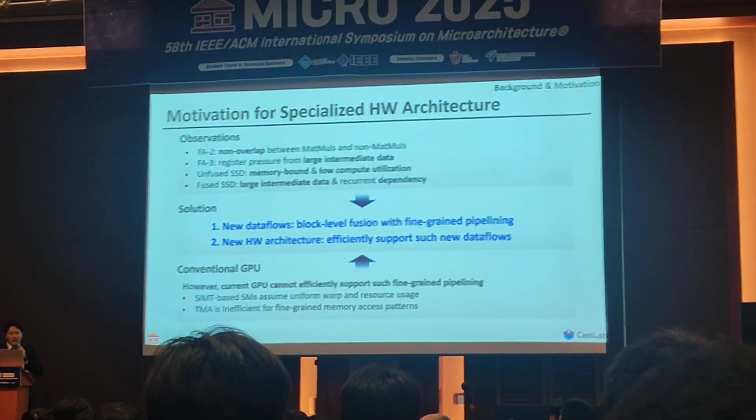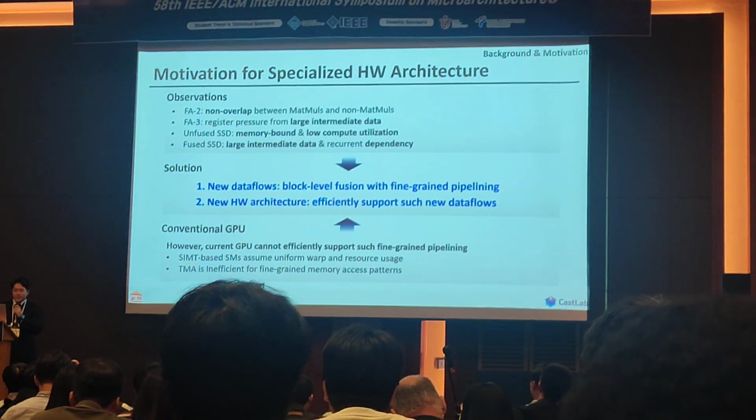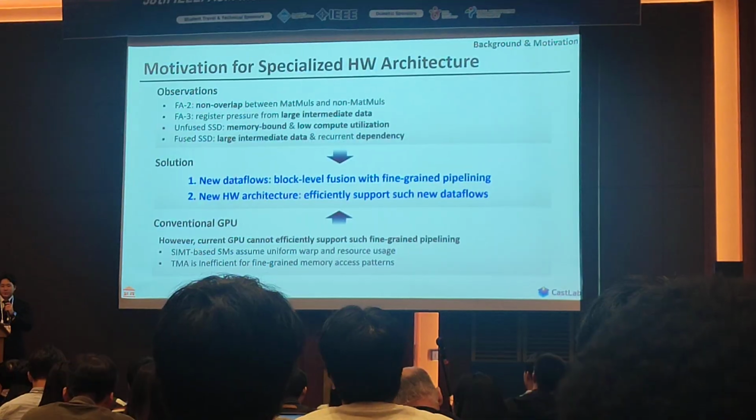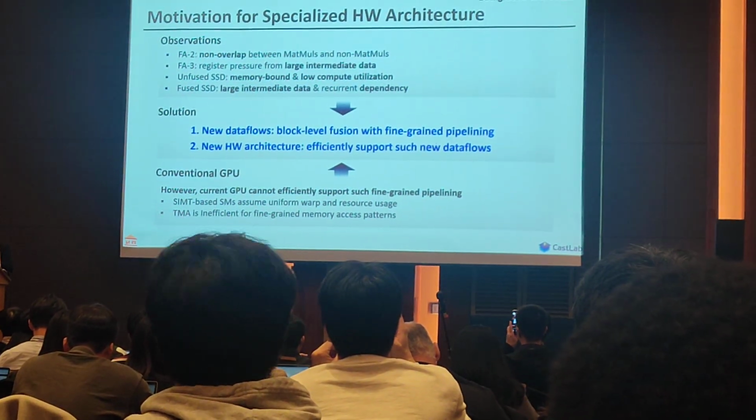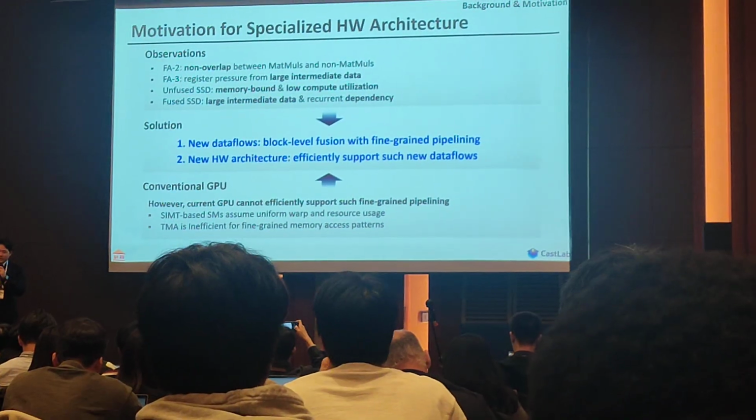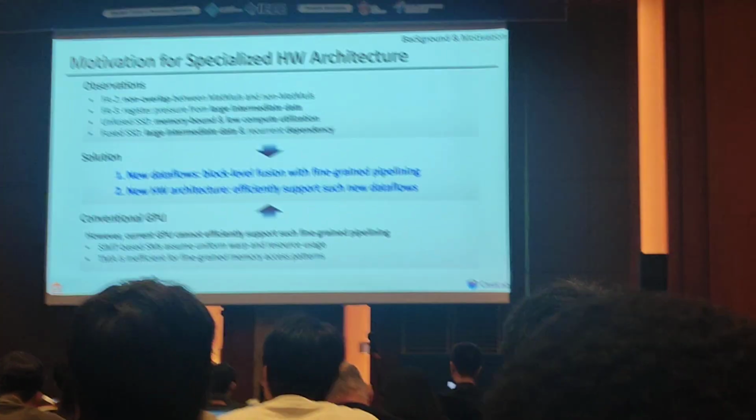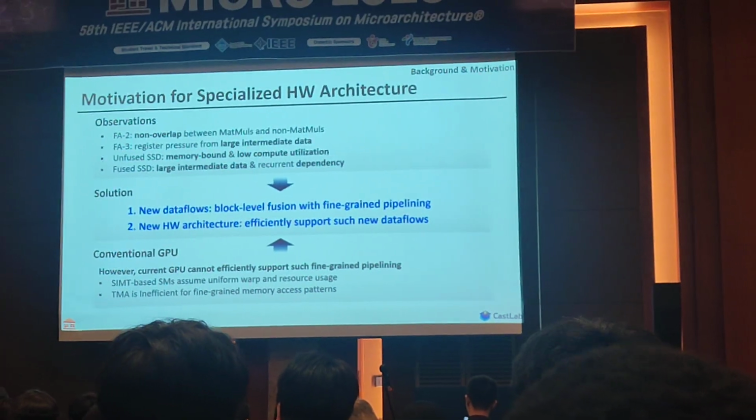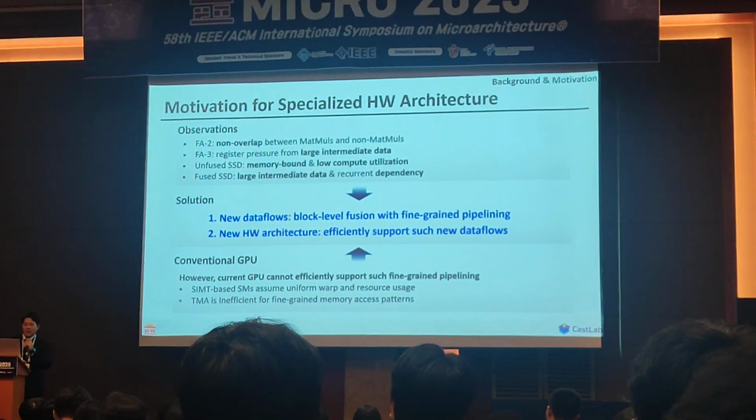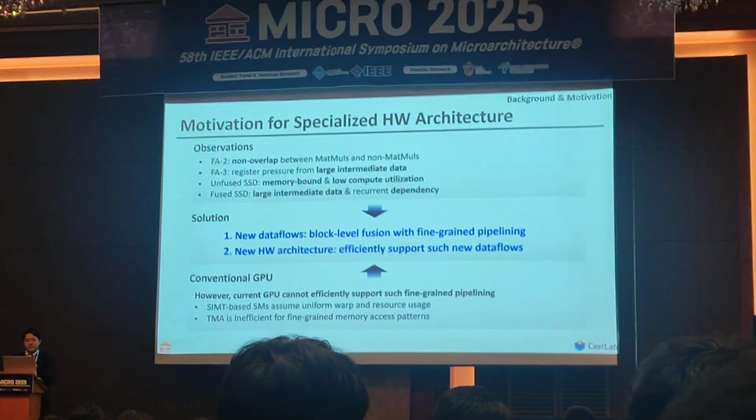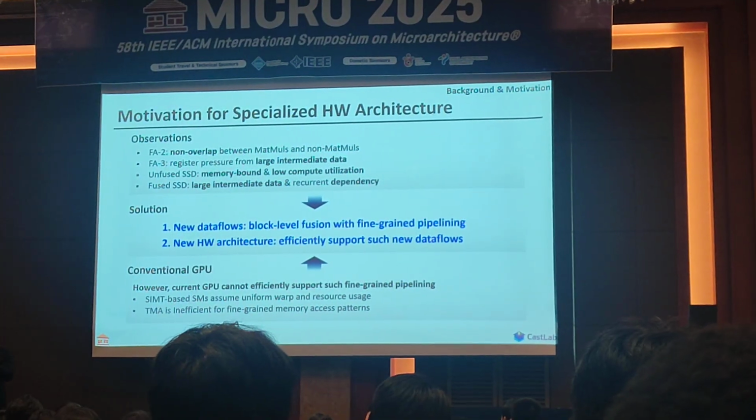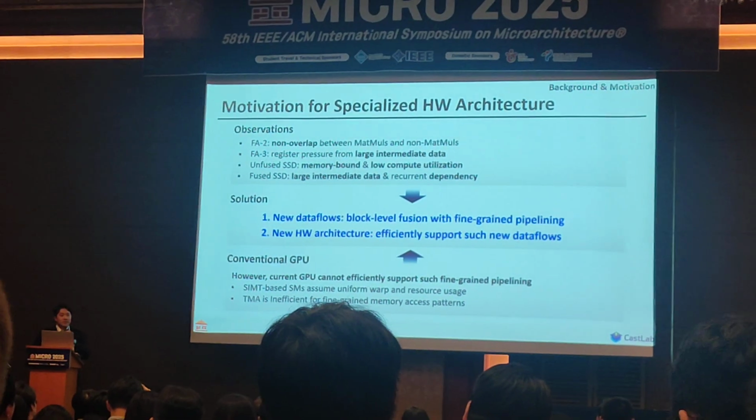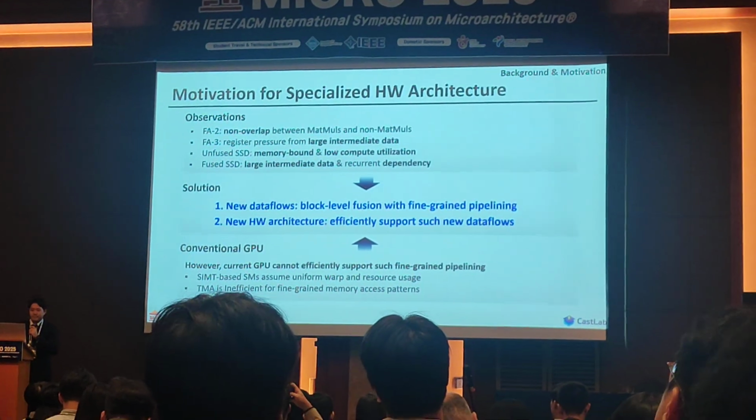Based on previous analysis, we need block-level fusion with fine-grained pipelining, which improves compute utilization while reducing the intermediate data size. However, current GPUs cannot efficiently support it yet. Their warps assume uniform resources, failing to support specialized pipelines with heterogeneous stages. Also, TMA only supports coarse-grained transfers. Therefore, specialized hardware is essential.